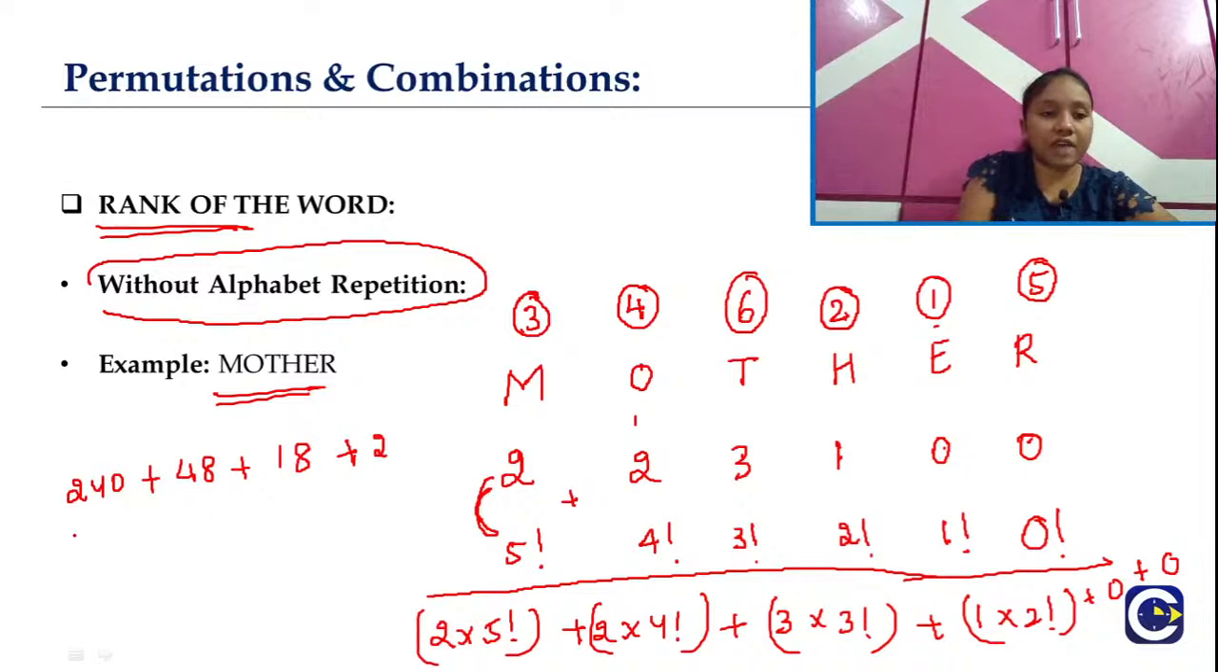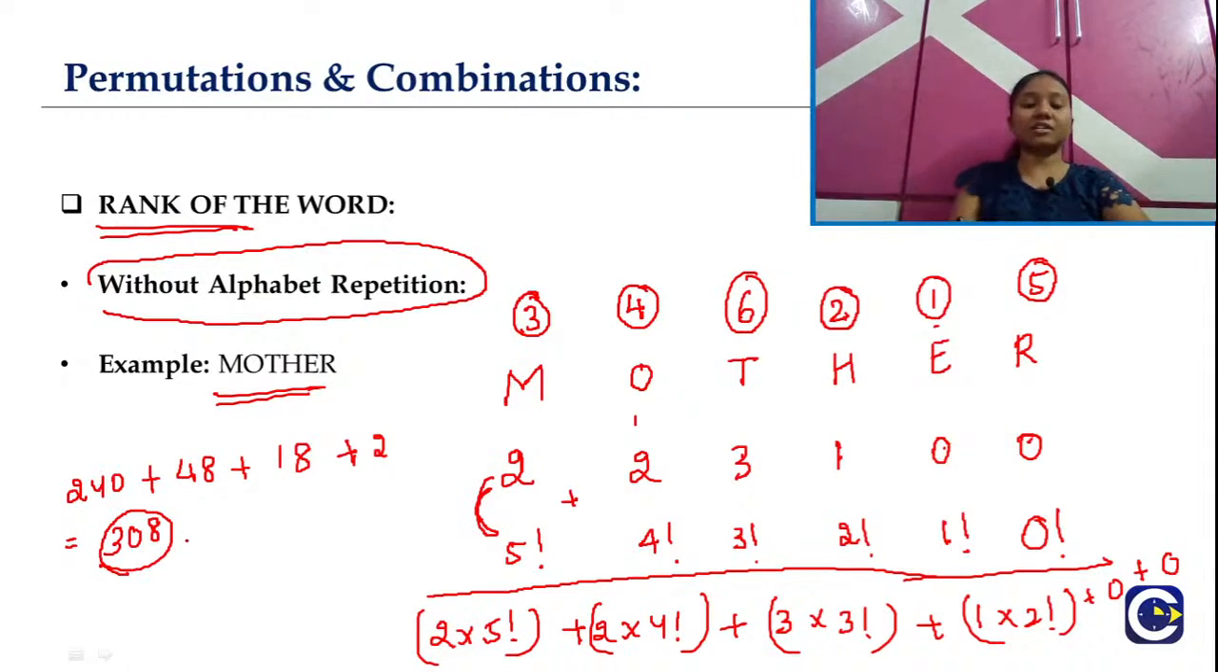So let's calculate the value here. So 240, 48 is 288. And then 18 plus 2 is 20. So here 288 and then 20, that is 308. So this will be the value 308.